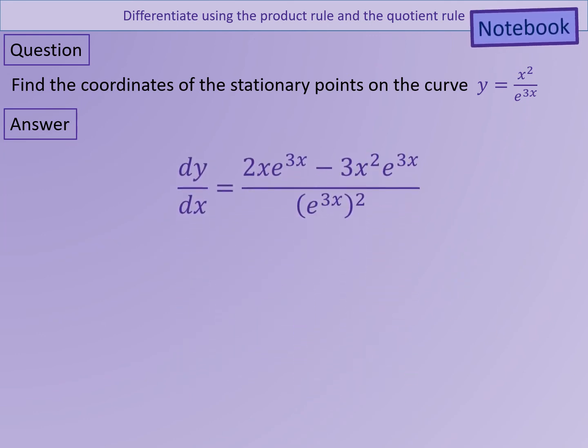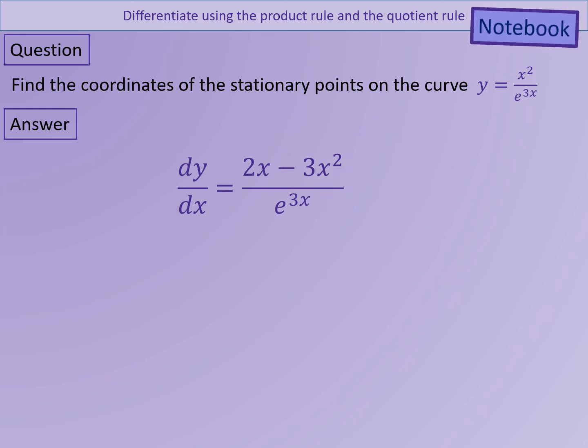So starting with that, what can I do with it? I can actually cancel out that e to the 3x. So once I've cancelled out the e to the 3x, that's come down to this answer just here. Again, I could factorise if I want to, I could take that x out, but this is the point where I could think about what to do next. How do I work out the stationary points of this curve? What do I need to do?